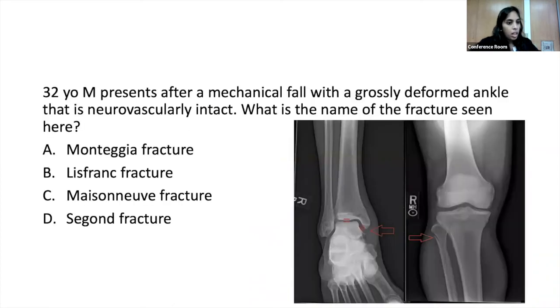All right, and then this is, so a 32-year-old male presents after a mechanical fall with a grossly deformed ankle that is neurovascularly intact. What is the name of the fracture that we see here on his imaging? So A, B, C, D.